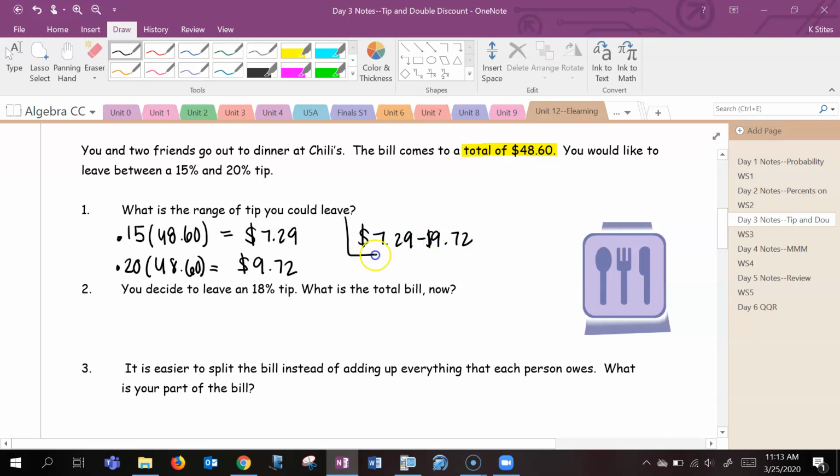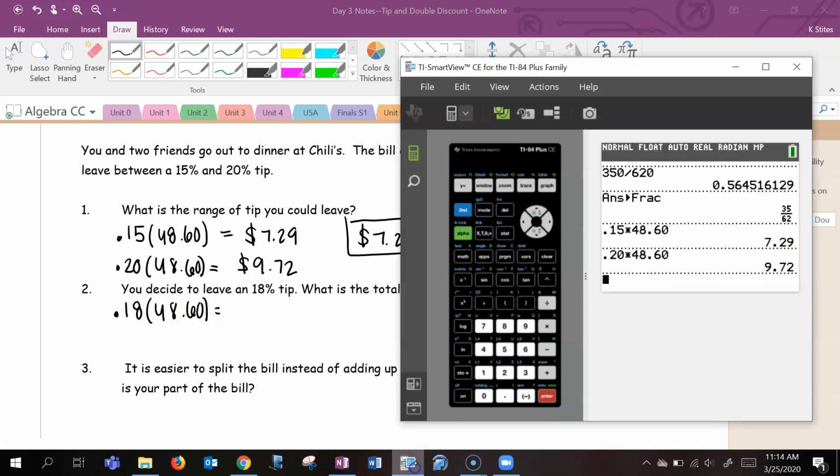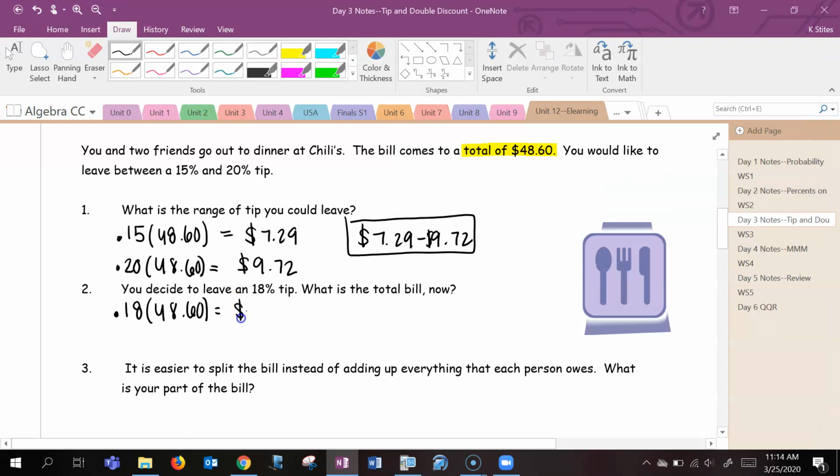Usually people pick a nice number that doesn't have some weird cents at the end of it. So we decided to go in the middle. We're going to leave an 18% tip, and now we want to know what the total bill is. So start off by finding your tip. We're doing 18%, so 0.18 times my total. And that's $8.75 because we'll round up. We'll always do nearest hundredth because it's money.